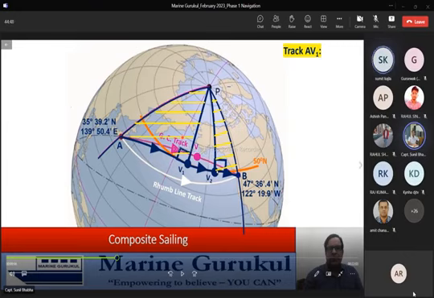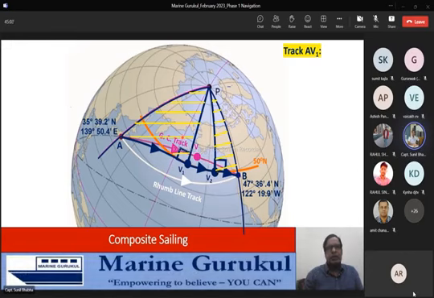Okay, beta. Great. So we have seen these tracks now, which we are following in composite sailing. We are now going to see how to calculate these tracks, calculate the distances. First, going into track AV1, the first leg of our passage. Now to calculate track AV1 distance and course and other things. Now what is the type of the track AV1? Obviously GC, as already explained.